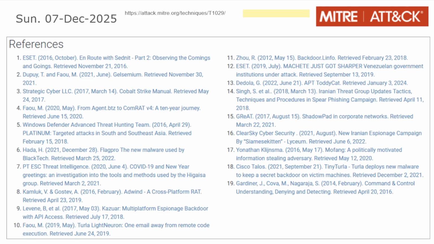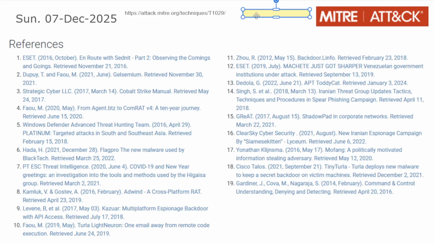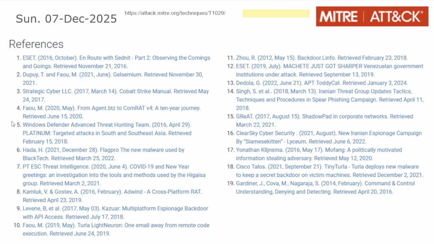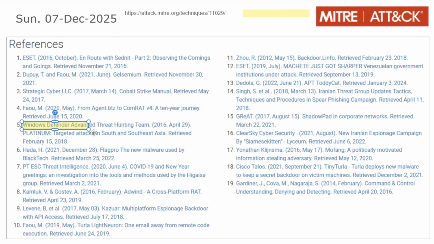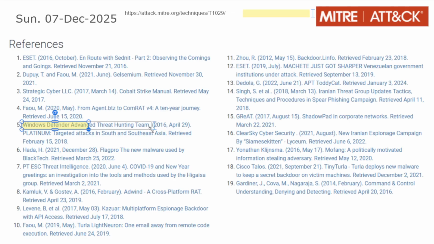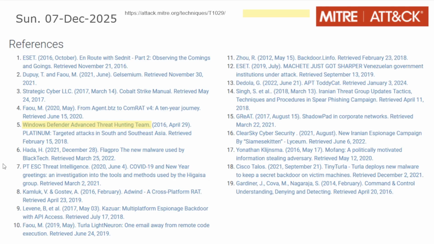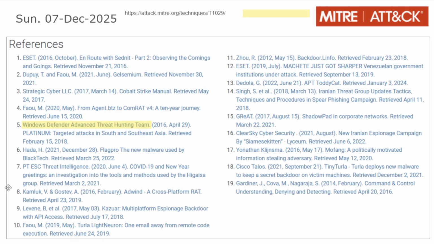Let's see who's writing about that. So EZ is one source I don't know. Let's try to find somebody we know. Windows, of course. Threat hunting team. Oh, this we need to mark down. Windows Defender Advanced Threat Hunting Team. We need to find these people and see what they have to say. It's a little old, yes, but it's okay.